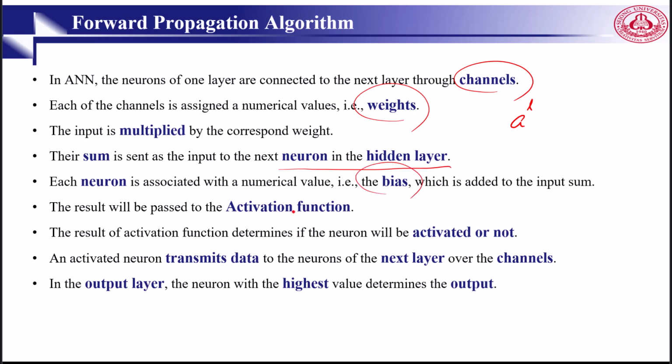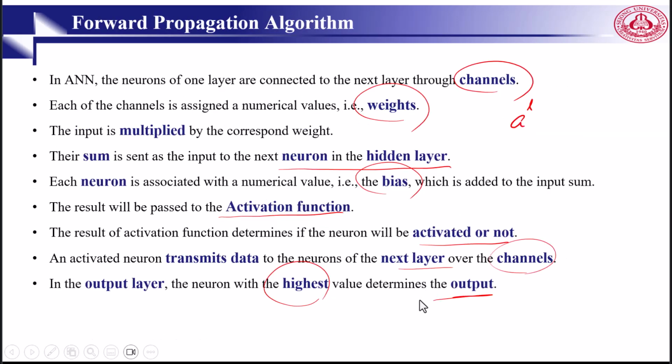And then we pass them through the activation function. The activation function decides whether a neuron will be activated or not. Then if a neuron is activated, it will transmit data to the next layer over the channel that we have already. And finally, in the output layer, the neuron with the highest value will determine the output.